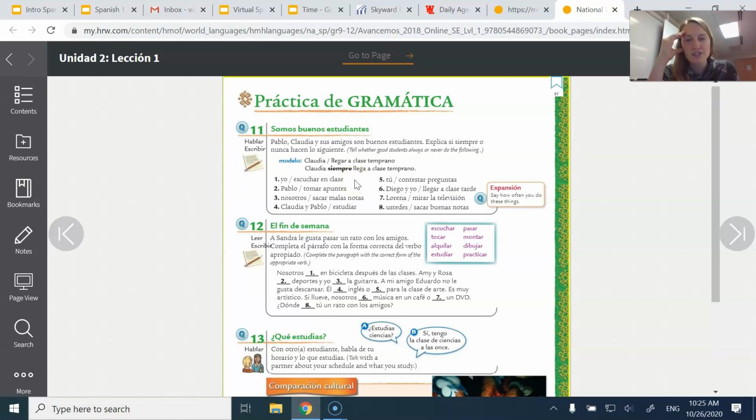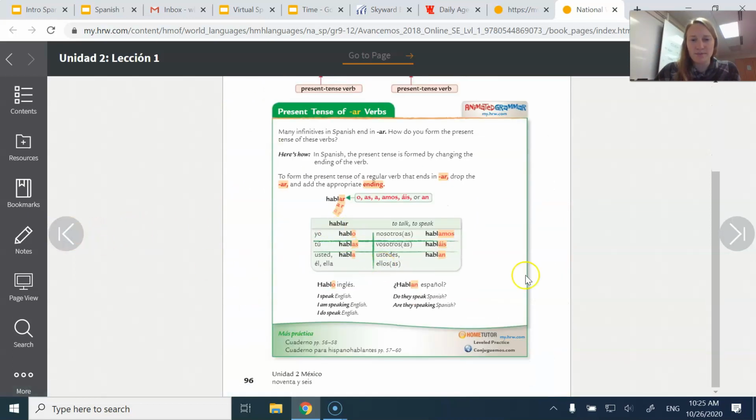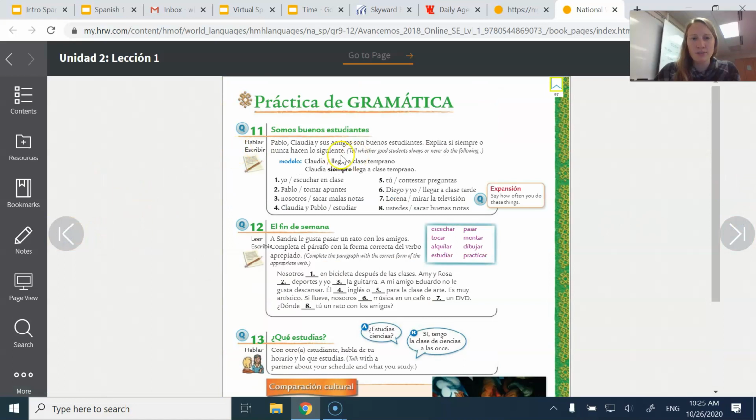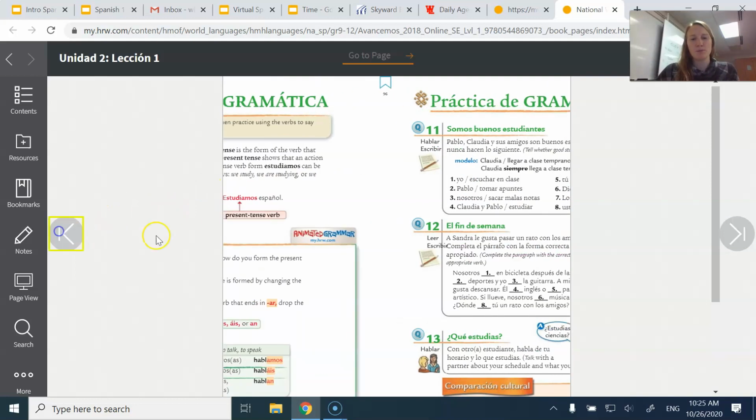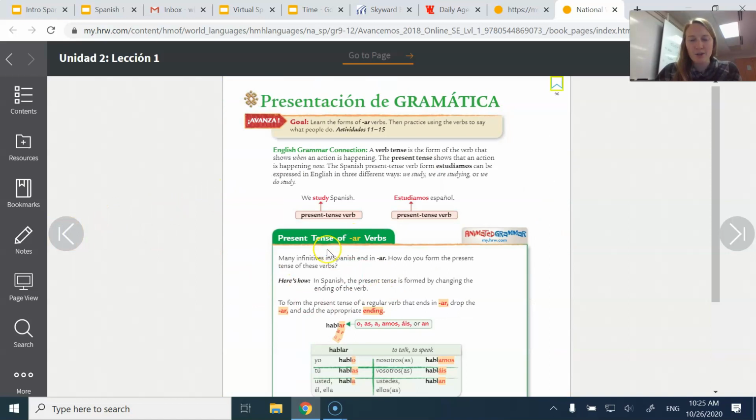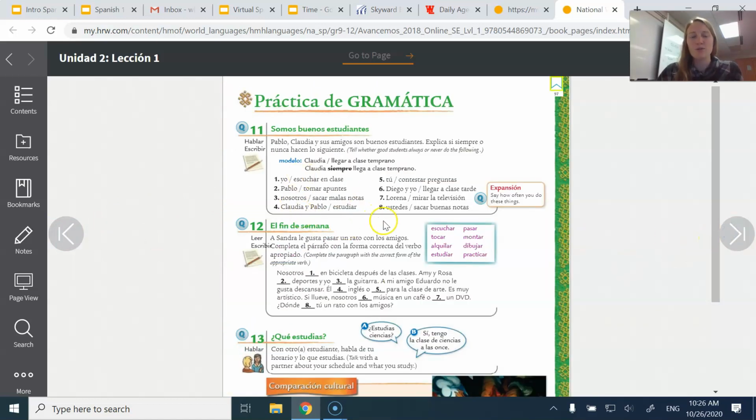So basically you can just choose whichever one you want to say. Remember that siempre and nunca go in front of your verb. So we're conjugating our AR verbs here, right? Remember our conjugation chart here. So if we're saying yo blank in clase, you could say yo siempre escucho en clase, right? We're dropping our AR, we're adding our O. Siempre escucho en clase. You could also say yo nunca escucho en clase.